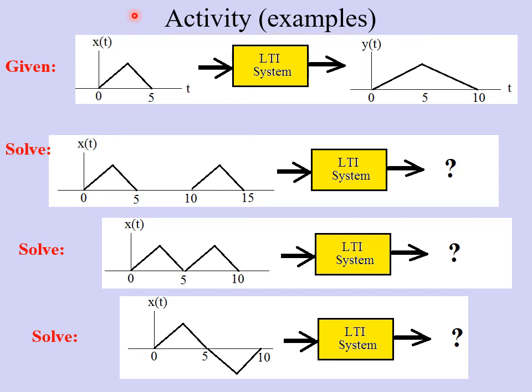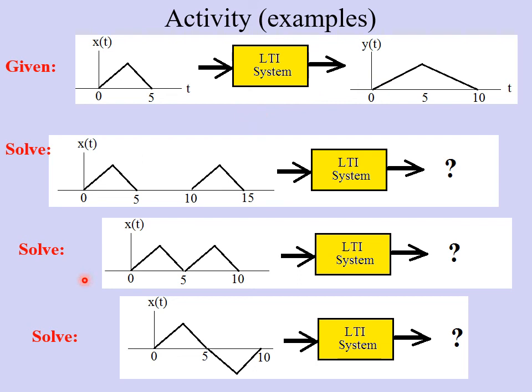Here's what you're given for this first set of activities. You're given this input signal, x of t. If this is put into this system, then we get this output y of t. Let's look at the input here. X of t is a triangular pulse, basically, of 5 seconds in duration. This triangular pulse goes into the system and produces an output which is a triangular pulse. It looks kind of the same, but it's been stretched out to 10 seconds. This is all you're given about this system. This is all you know.